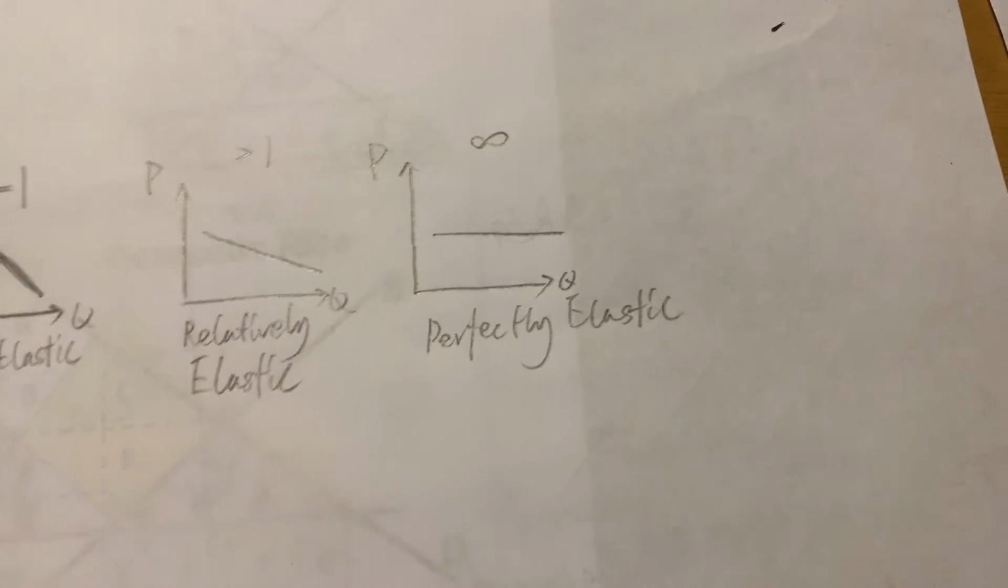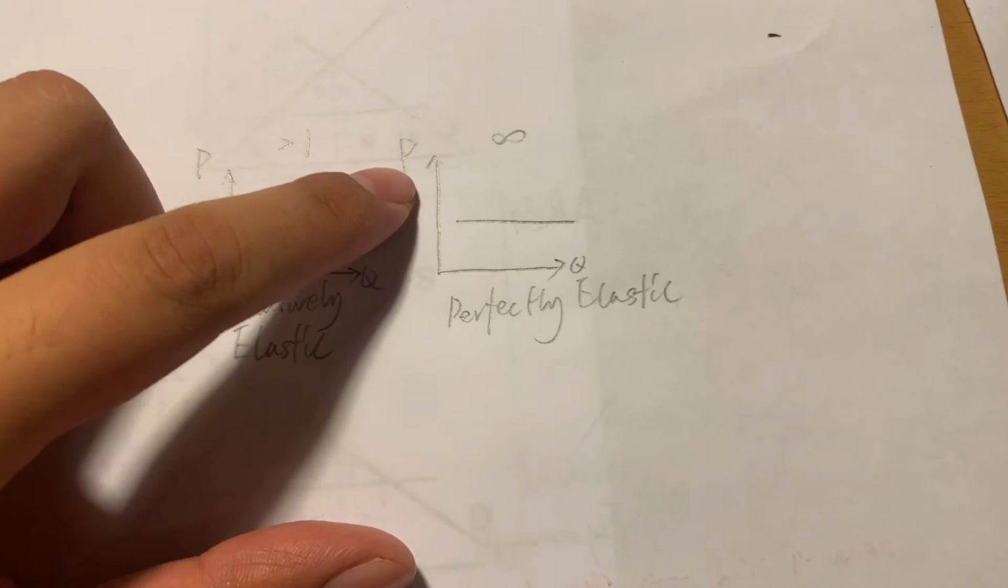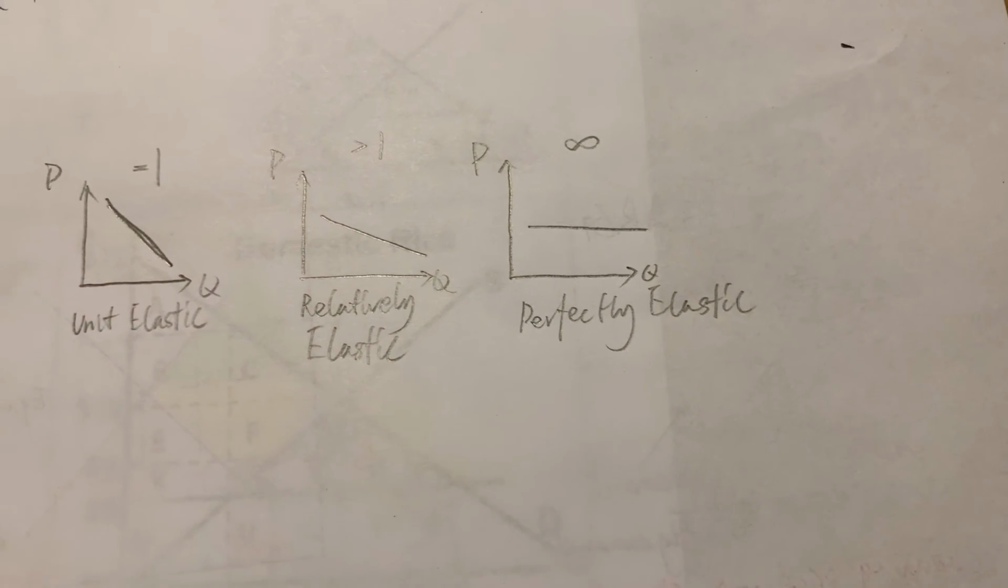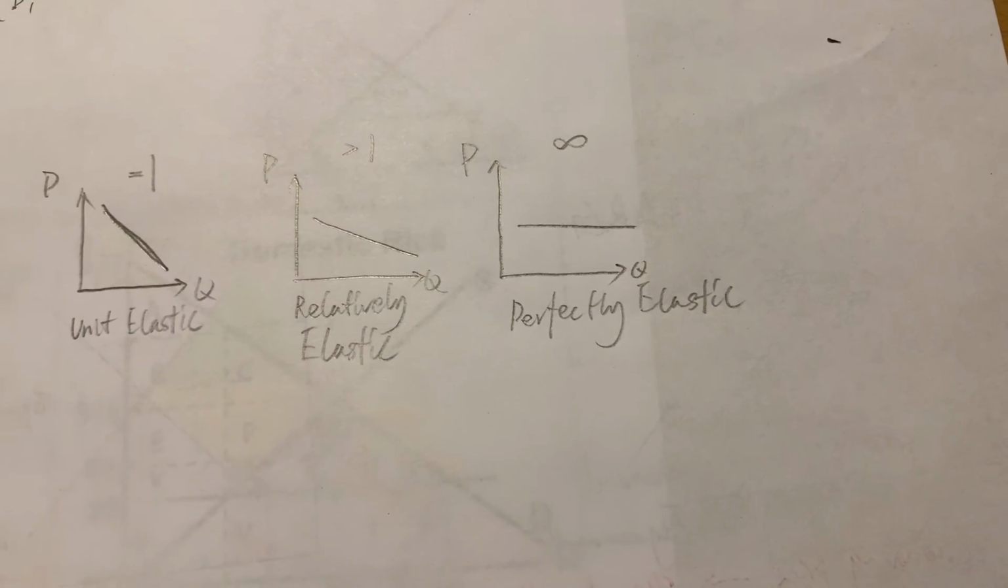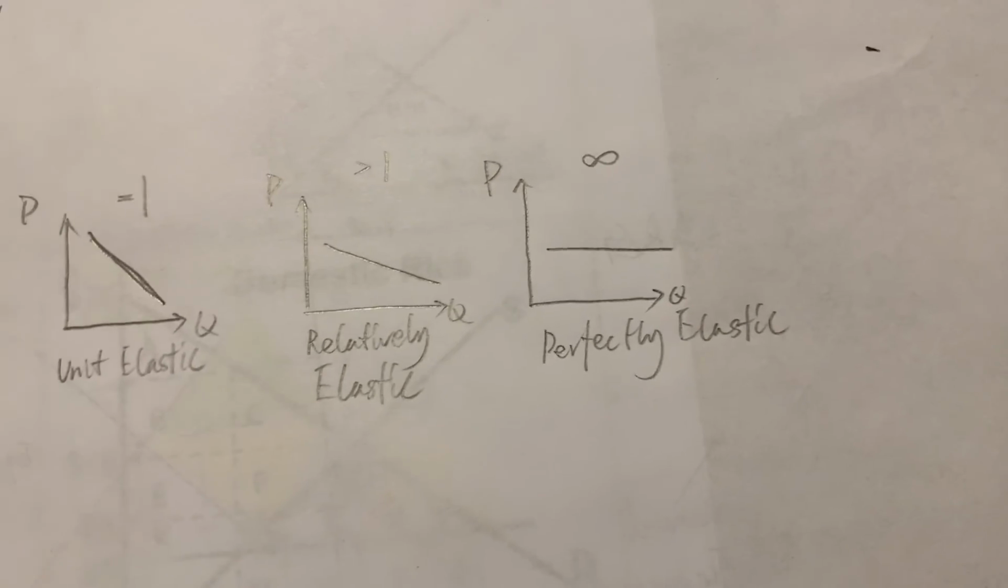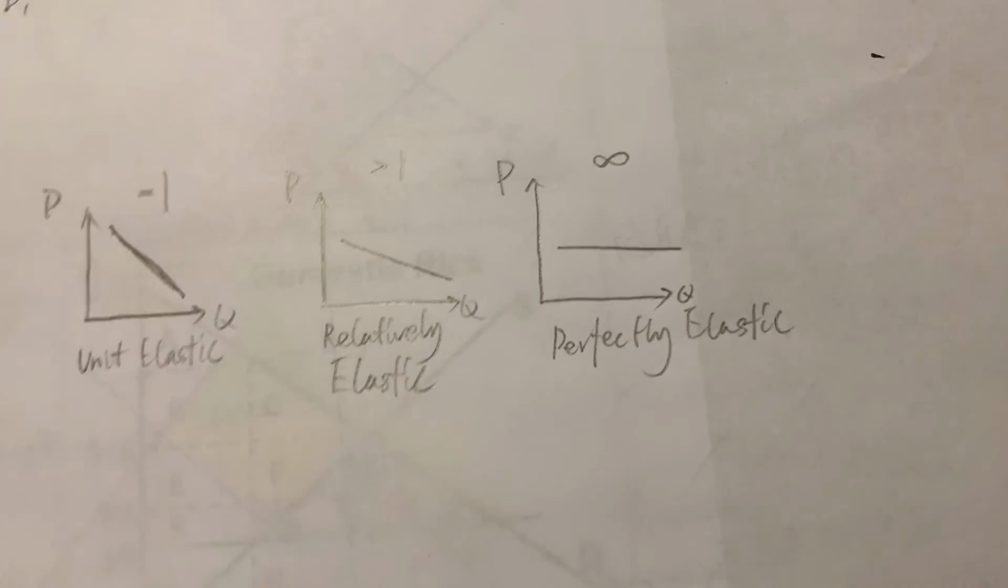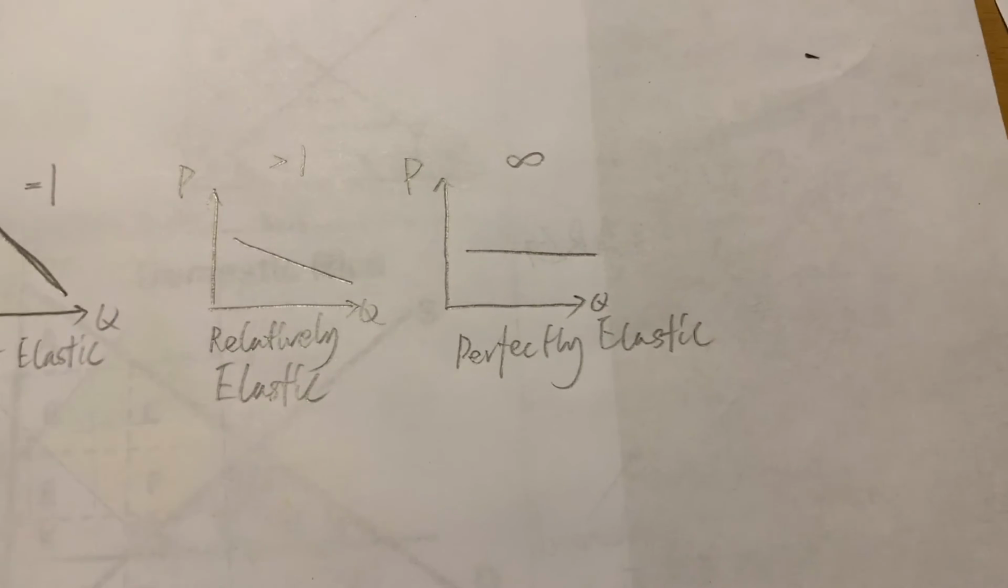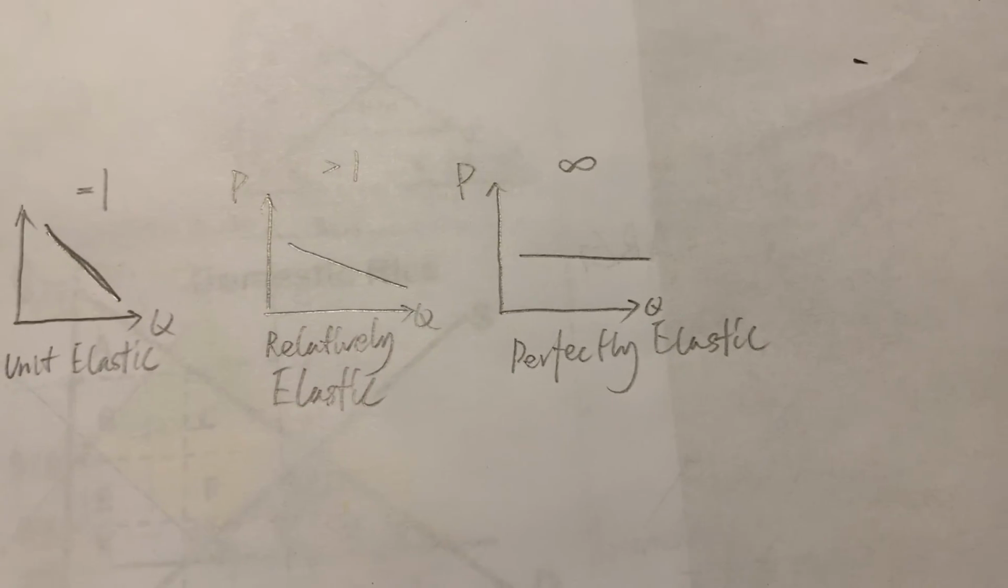So this one is the perfect example. If the price increases or decreases, the quantity will shift greatly, approaching zero or approaching infinity. So that's perfectly elastic.